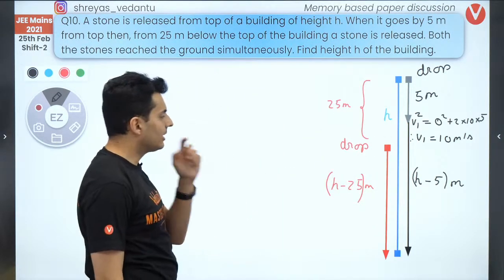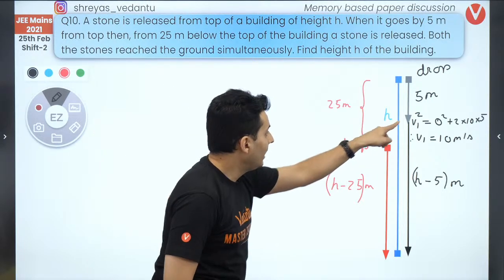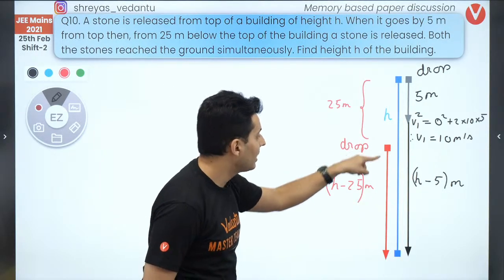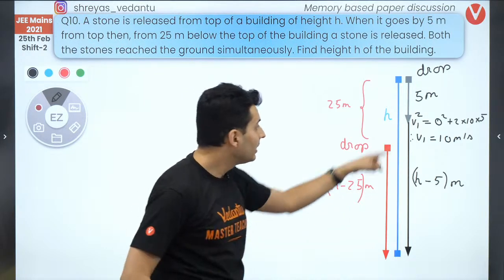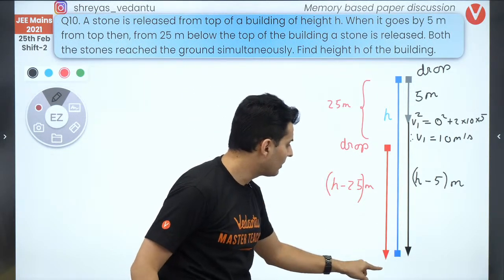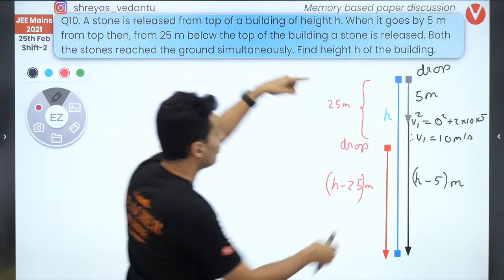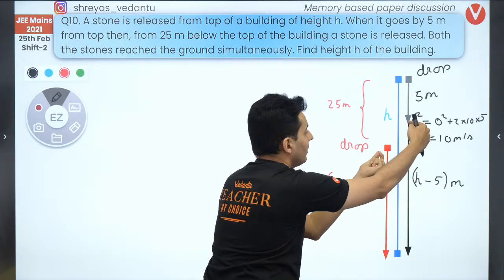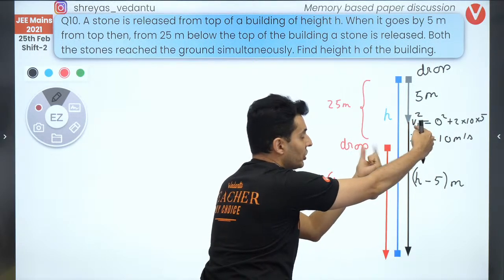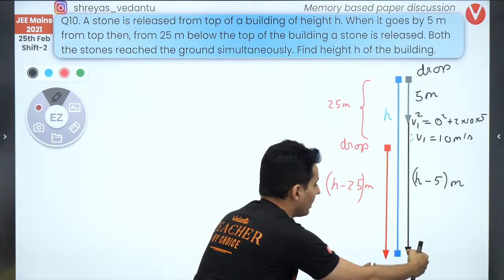Now, let's try to think. Time from here to here is same as time from here to here. The times are same. That's what is given. So when this stone reaches here, this red stone is dropped and they both reach the ground at the same time.